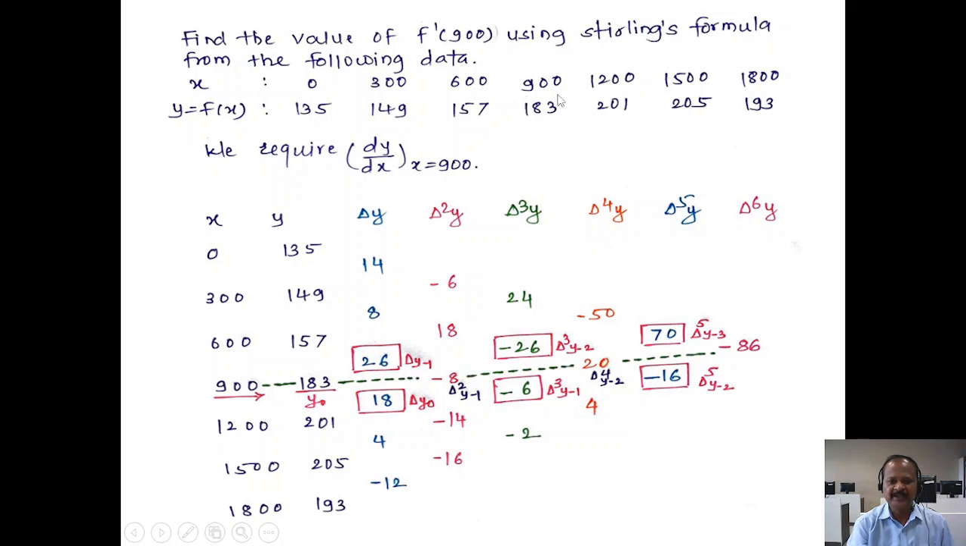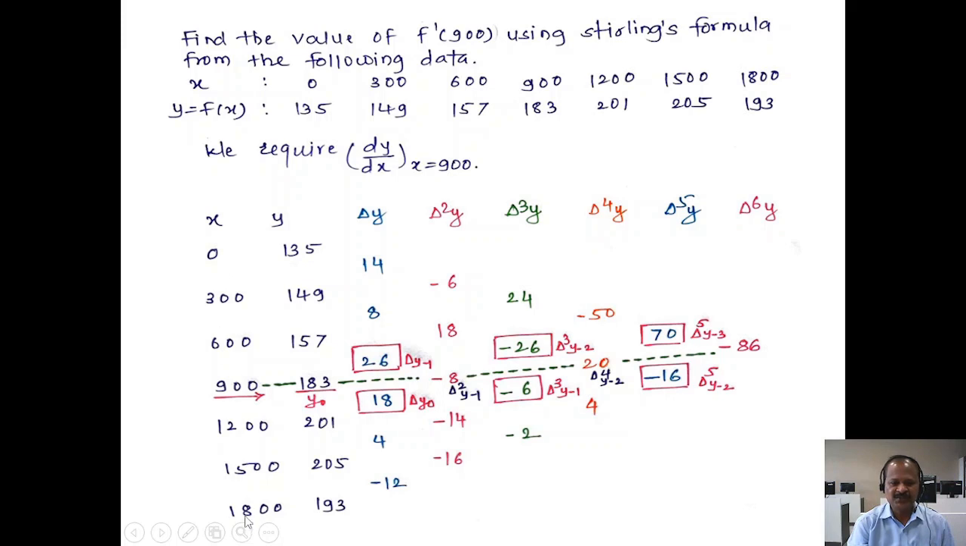Now this 900 is the central value. It is in between all these values. When we are finding the derivative at a central value, then we use Stirling's formula. So the first derivative is dy by dx at x equal to 900, which is at the central position. Then we have to use Stirling's formula. Now we have to write the differences.